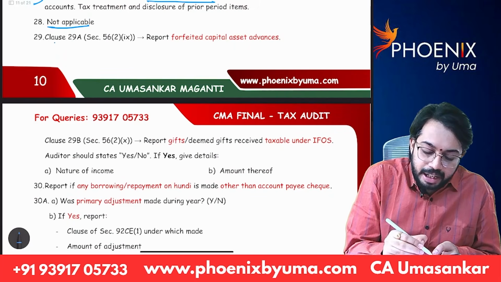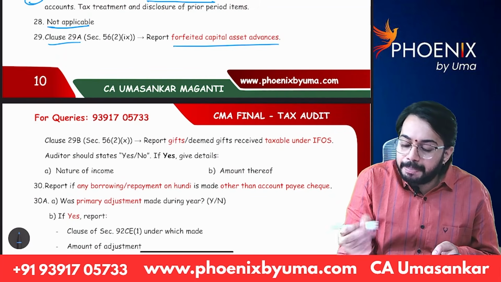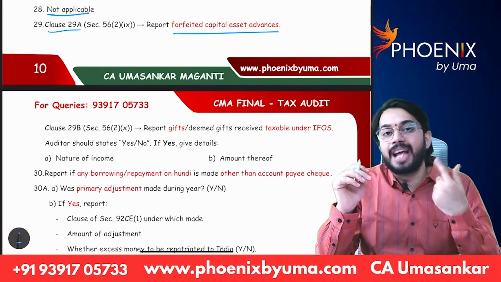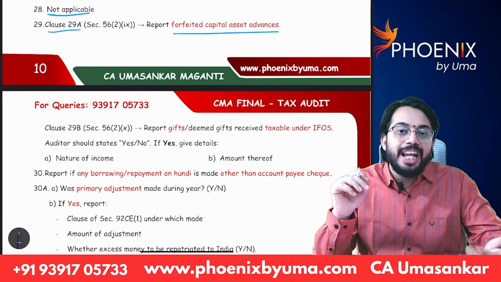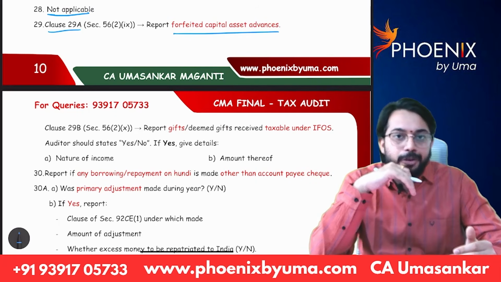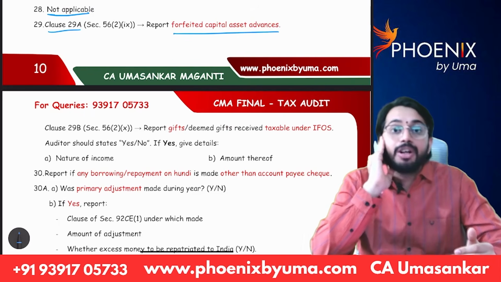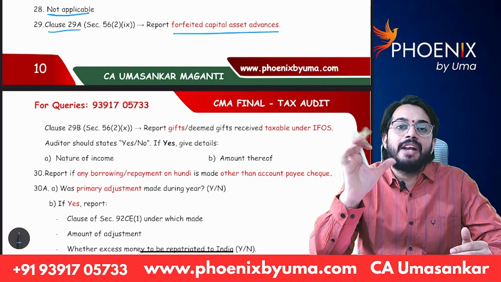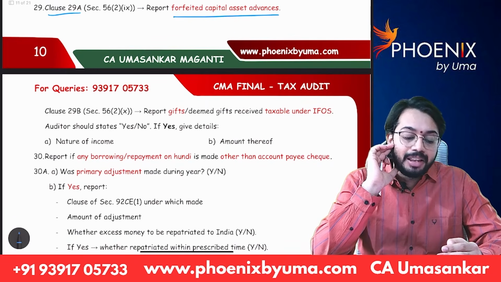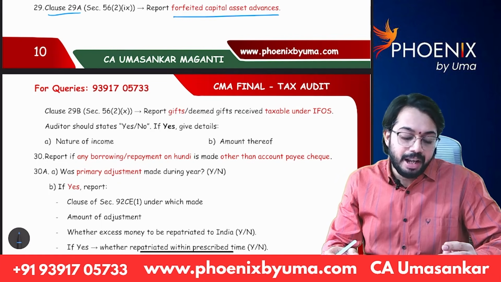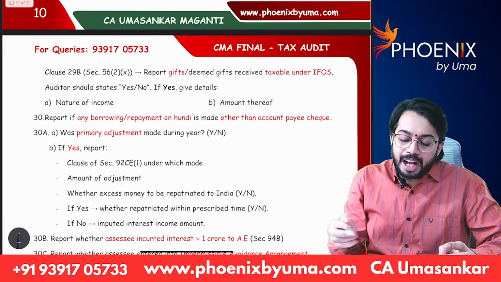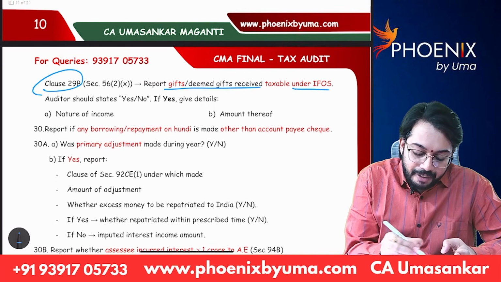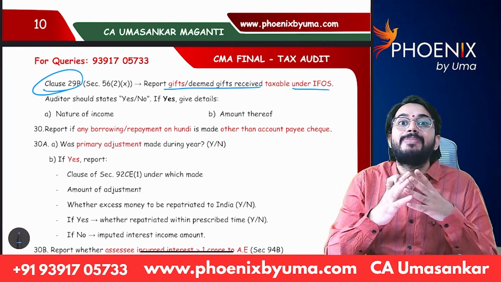Next, clause 29A. Report forfeited capital asset advances. We have discussed. If any advance is received for capital asset and that advance is forfeited: if forfeiture happens before 1st April 2014, advance forfeited will be reduced from cost of acquisition. If advance is forfeited on or after 1st April 2014, then advance forfeited is taxable under other sources. That information is required to be given in clause 29A. And if there are any gifts received which are taxable under other sources, that information is required to be given in clause 29B. See how exhaustive it is.